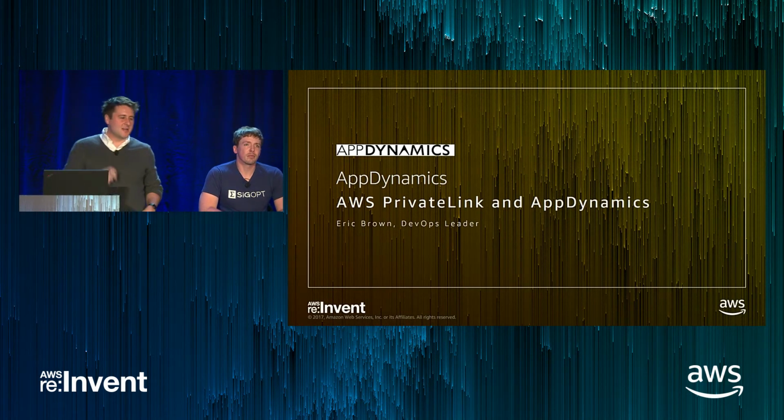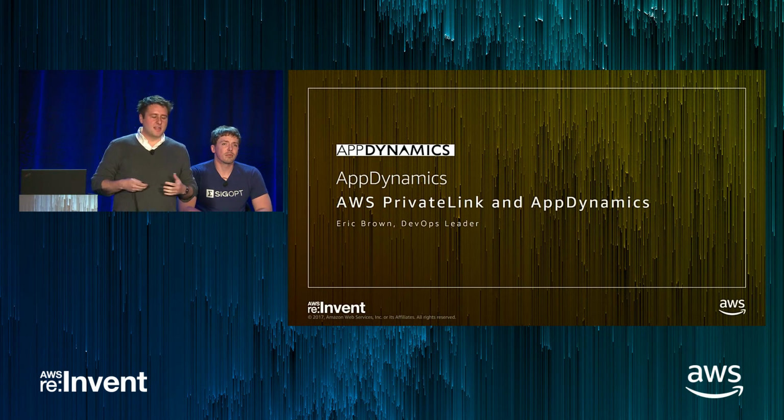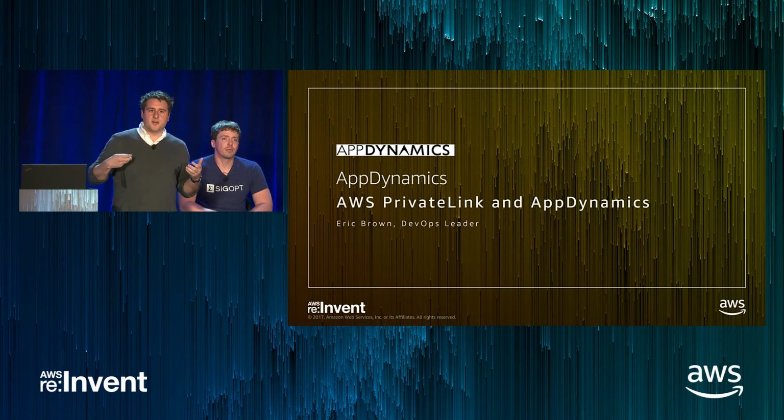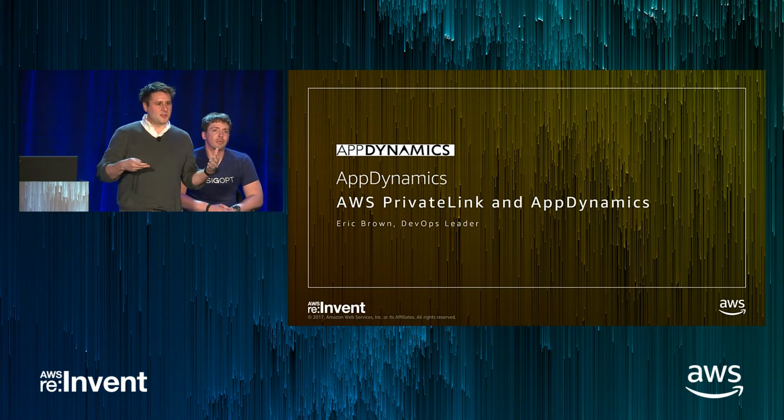Hi, guys. I'm Eric Brown, the DevOps lead at AppDynamics. I want to talk today about how we utilize Private Link to reduce some of the barriers for customer engagements, and also how we can think about DevOps a little bit differently as we've grown from our small startup to a bigger group now that we've been acquired by Cisco.